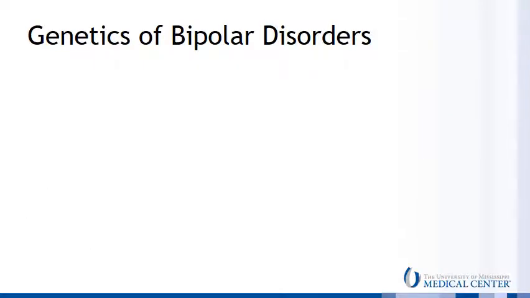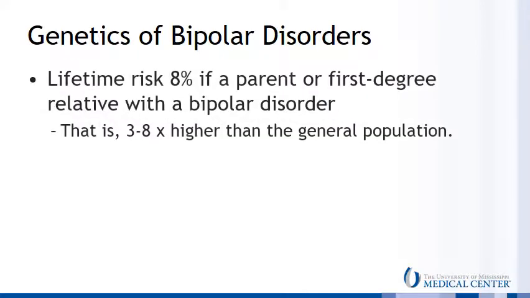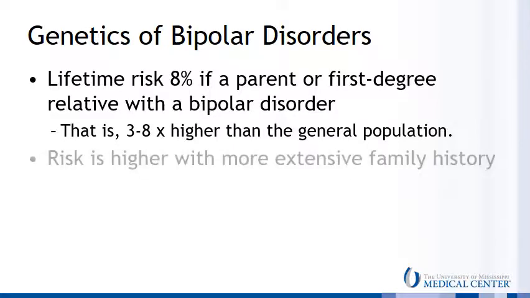Like the depressive disorders, genetics plays a significant role in the emergence of bipolar disorders. If even one first-degree relative has a bipolar disorder, the lifetime risk roughly quadruples from the general population to 8%. Each additional close relative increases that risk.